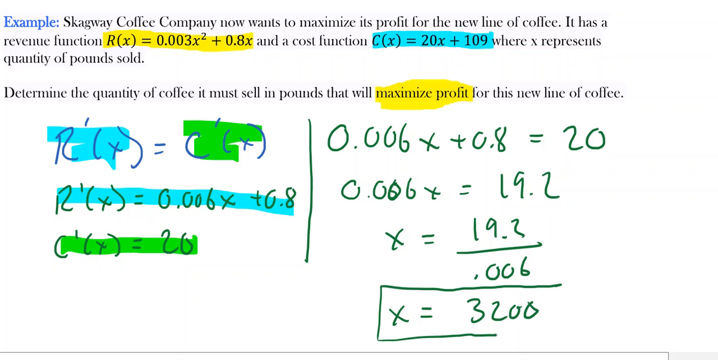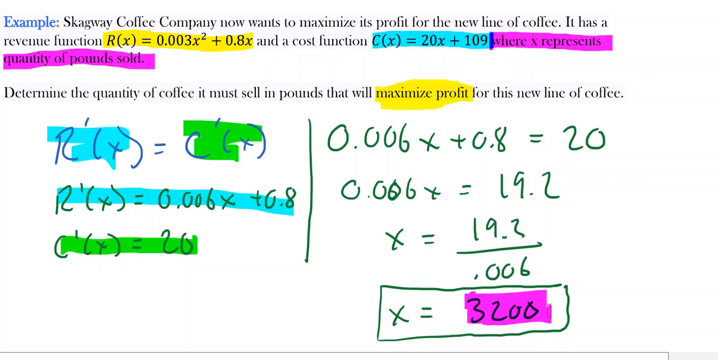So what does this mean? What is this number? This is the number that will maximize profit. X represents the quantity of pounds sold, and that was right up above here. X represents the number of pounds being sold. So that means when Skagway Coffee Company sells 3,200 pounds of coffee, it will be maximizing its profits according to this particular revenue function and this particular cost function. All right, that's it for this video.